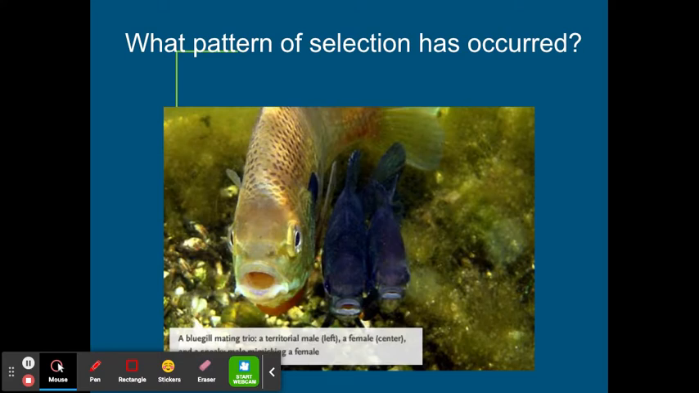So in this example, we want to figure out what type of natural selection is occurring. So what we have here on the left, we have a male.